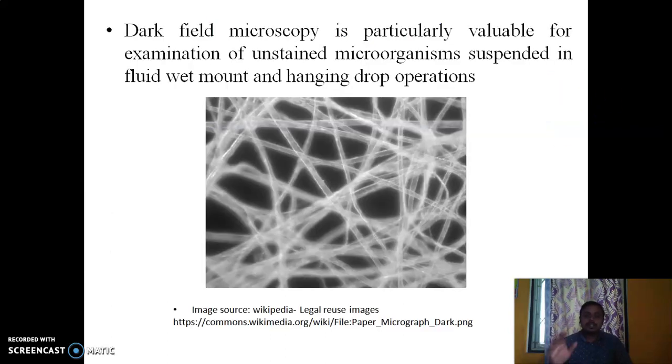You can see here the image that is formed from this dark field microscope. This is completely opposite of what we have seen in the bright field microscope. Here the background or the field will be dark and the images will be bright. The dark field microscope is particularly valuable for examination of unstained microorganisms, whereas in bright field microscopy you have to stain your samples. Here the unstained microorganisms are suspended in a fluid, in wet mount and hanging drop preparations.